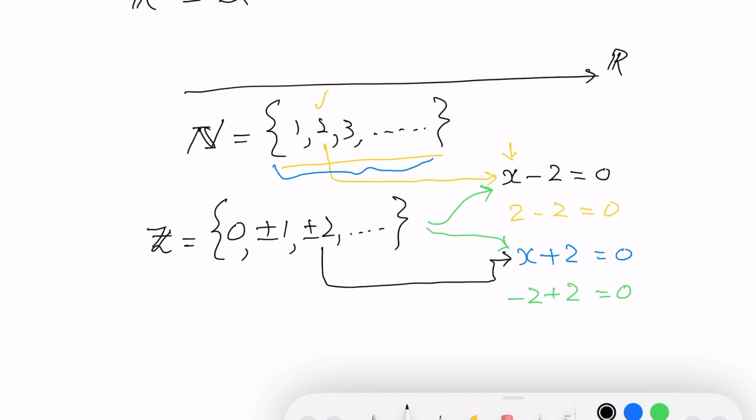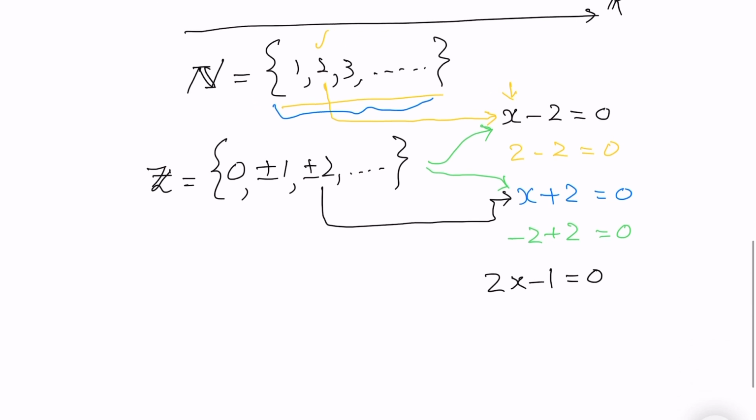We have another equation like 2x minus 1 is equal to 0. Wow. Now the problem is there is no integer in this whole collection, infinitely many numbers, which can fit here. So we say that, well, our set was still not enough. So we say that, hold on.